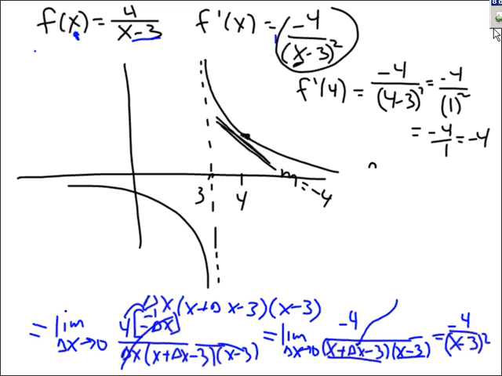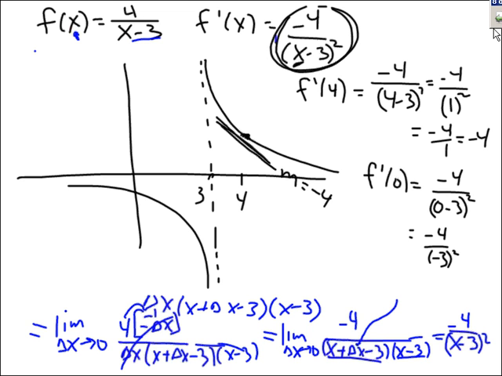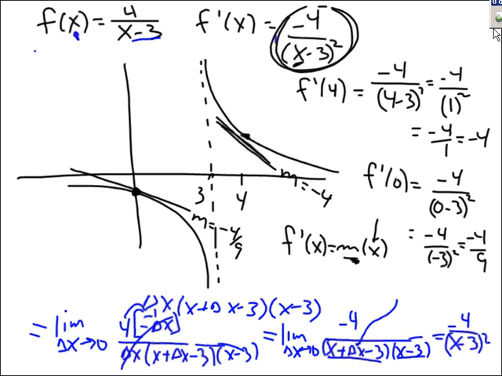The derivative tells you the slope of tangent lines. If you want to know the slope of the tangent line at 0, just plug in 0 for x. Get negative 4 over 0 minus 3 squared, which is negative 4 over negative 3 squared, which is negative 4 over 9. Right here, where x is 0, the slope of this line is negative 4/9. The derivative is a slope formula. Sometimes I like to call f prime of x m of x. You plug in an x, you get slope. M is slope.